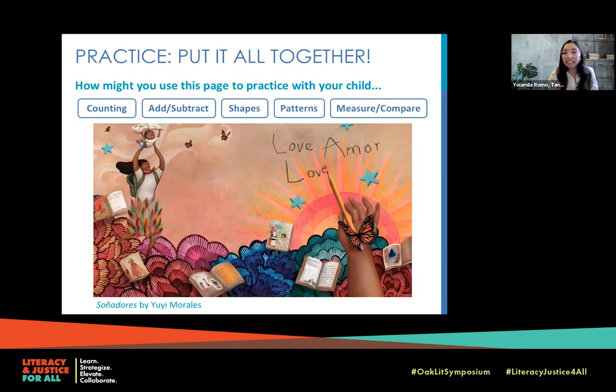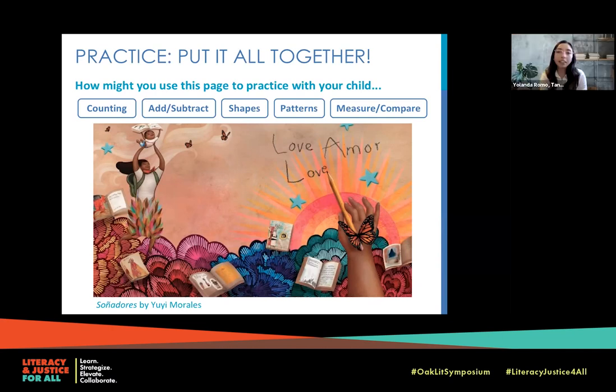Okay. I see. How many stars? Yeah, how many stars, right? We can count 1, 2, 3, 4. And star is another shape. Patterns of the sunburst, yeah, the sun rays, the patterns of colors, right? And which butterfly is bigger? Yeah, comparison in sizes, measurement, right? The farthest one is the smallest, and the nearest one is the biggest.